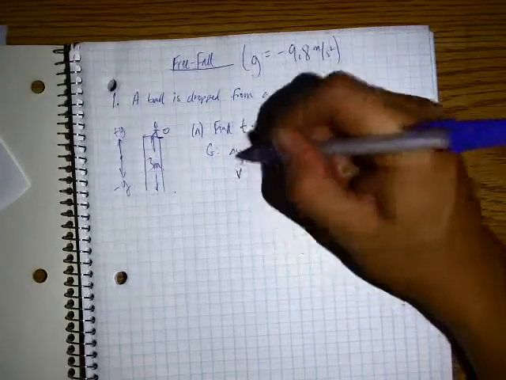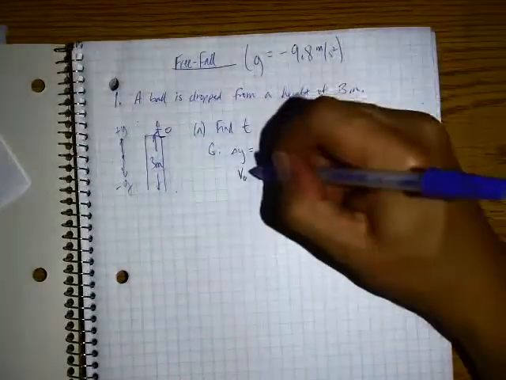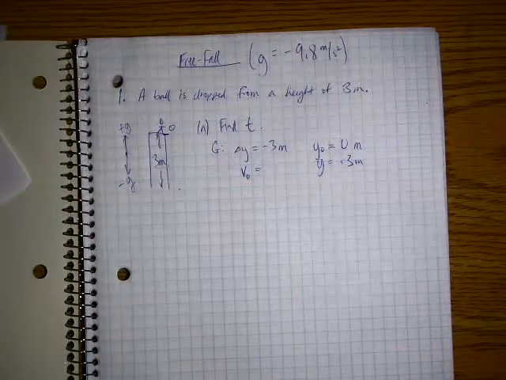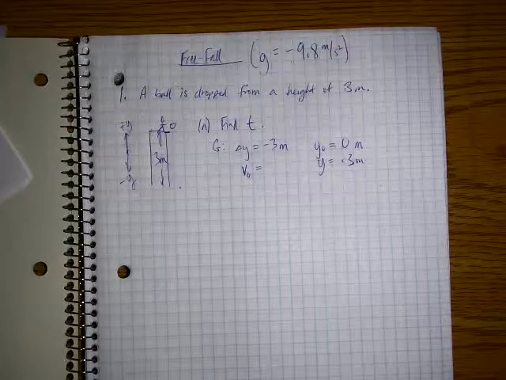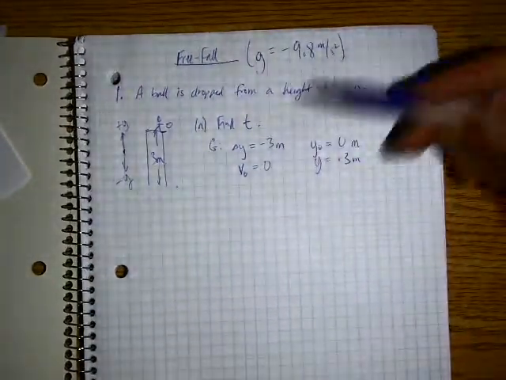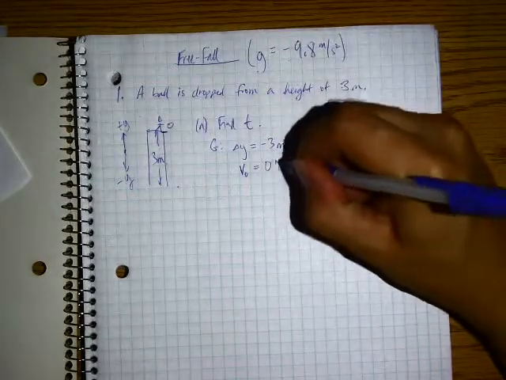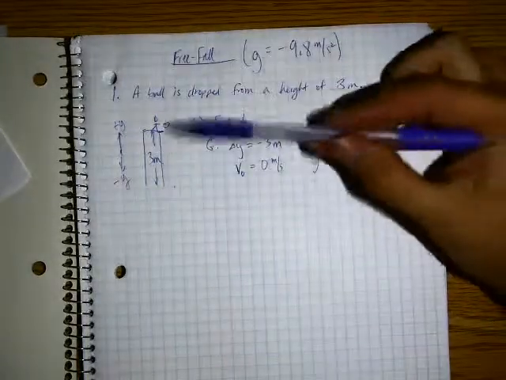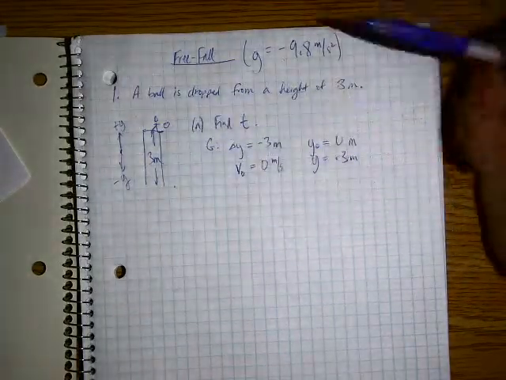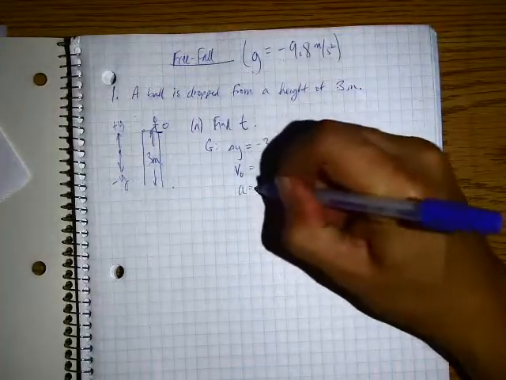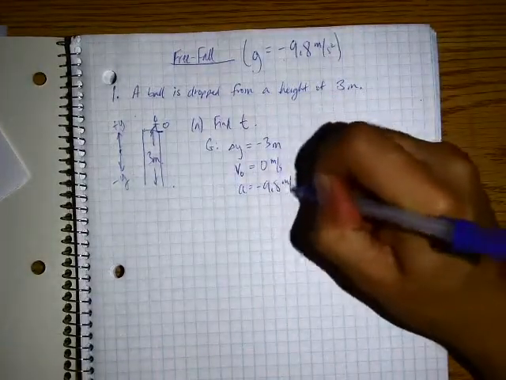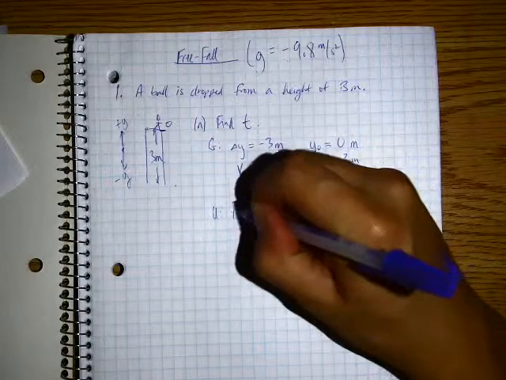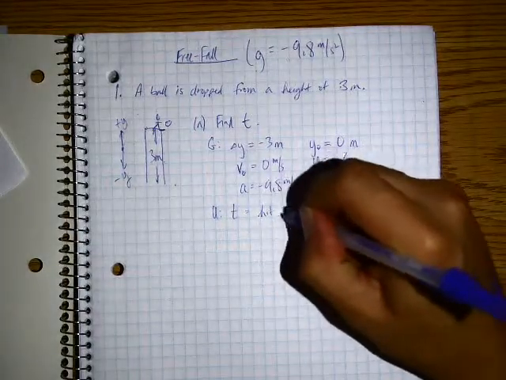A very common assumption, especially when you are dropping things, is that your initial vertical velocity is 0, since it is not being thrown down or thrown up, so it is not given any initial velocity. That's going to make our equation pretty easy to solve. We know the positions, we know that we're dropping it, and the last thing that we always know in free fall is the acceleration, which is -9.8 meters per second squared. We're looking for the time it takes to hit the ground.